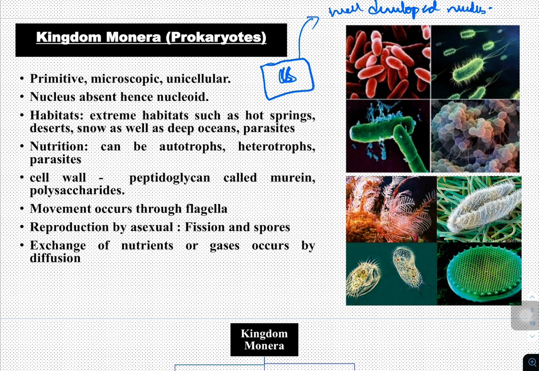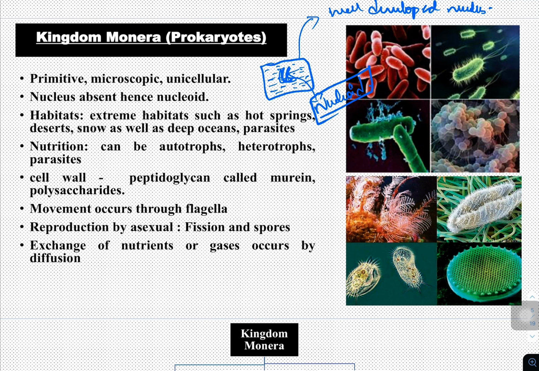DNA or genetic material is just freely floating on the surface of the cytoplasm. This condition is called a nucleoid. Nucleus is absent but nucleoid is present. This is the characteristic feature of all the prokaryotes.